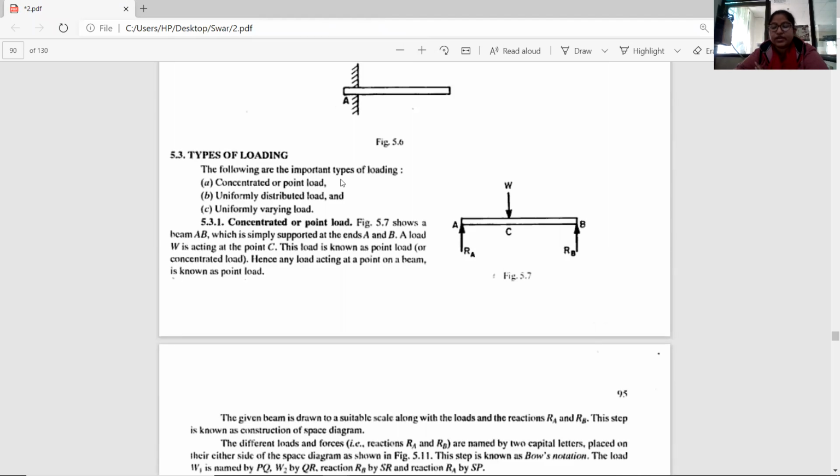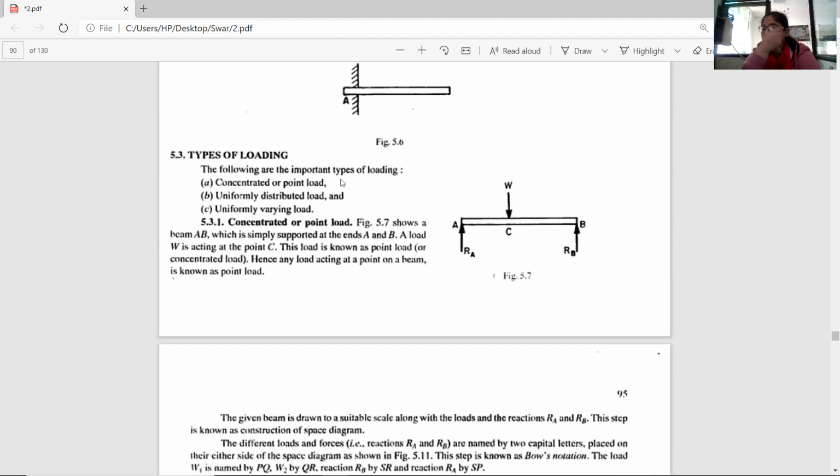Now, types of loading. How many types of loading? There are three types of loading. Concentrated or point loading: this is my body, and this is my point load. On this particular point I have load. On the other points and the rest of the structure, I don't have any load. Only this point I have load. So this is known as point load.